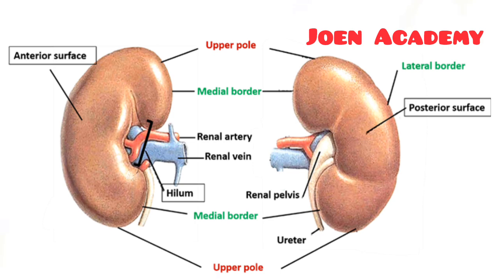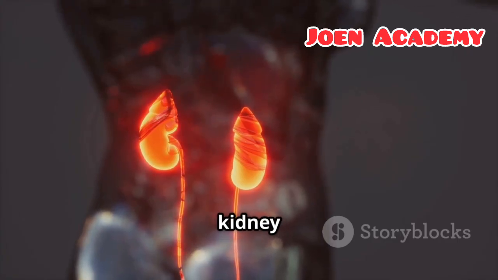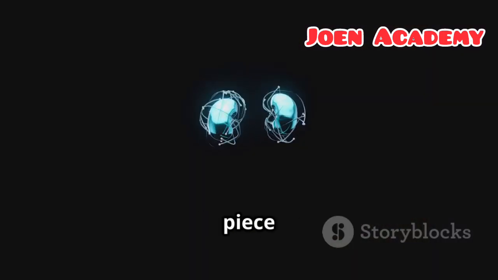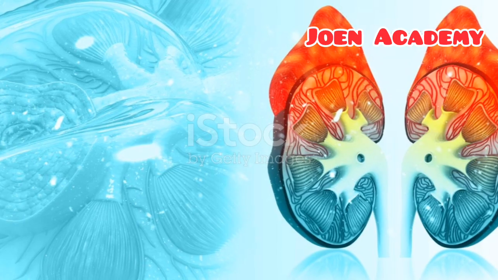Through this slit-like opening passes the renal artery, bringing blood in, the renal vein, taking blood out, and the ureter, carrying urine away. Nerves and lymphatic vessels also travel through the hilum. Understanding the hilum's role as this central connection point is crucial because it's where the kidney connects to the rest of the body's circulatory and urinary systems. It's a busy and incredibly important piece of anatomical real estate.